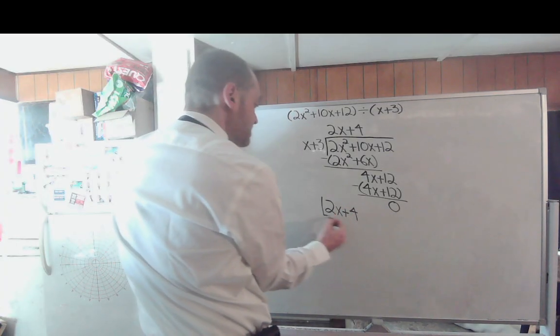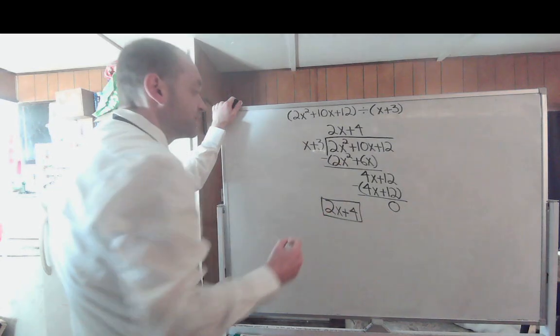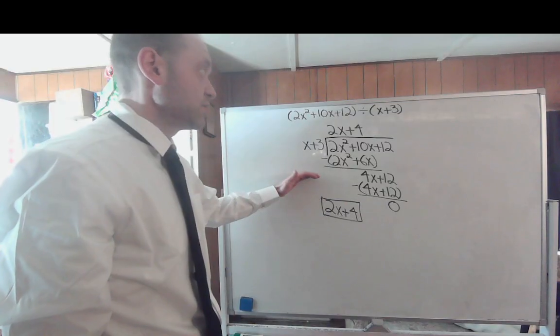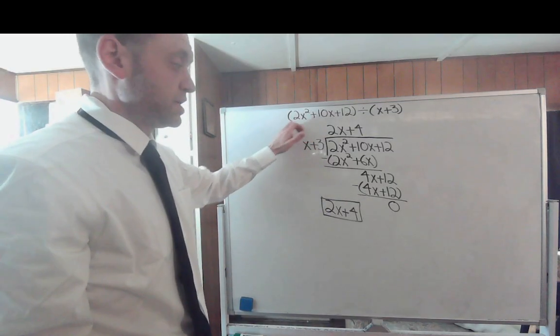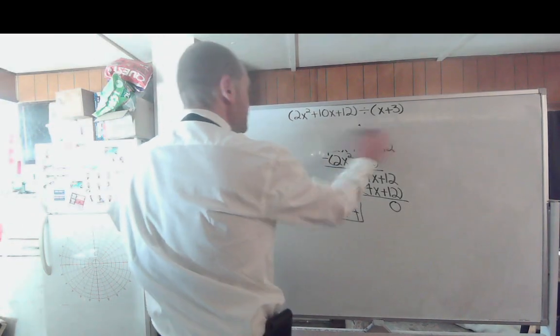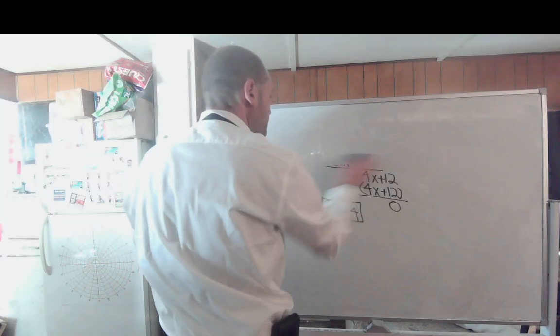And since there is no remainder, it turns out this is actually a perfect factor. The x plus 3 would be a perfect factor of 2x squared plus 10x plus 12. I'm going to do 2 more of long division, and then we're going to go on to synthetic division.